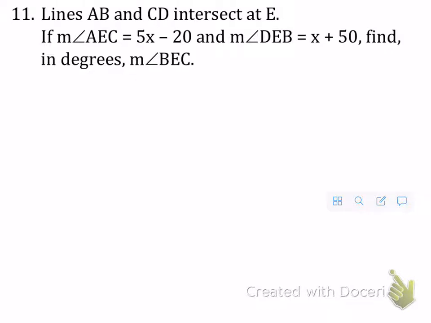Lines AB and CD intersect at E. If the measure (that's what that M stands for) of angle AEC equals 5x minus 20, and the measure of angle DEB equals x plus 50, find in degrees the measure of angle BEC. So this is geometry, so make sure you draw the image.